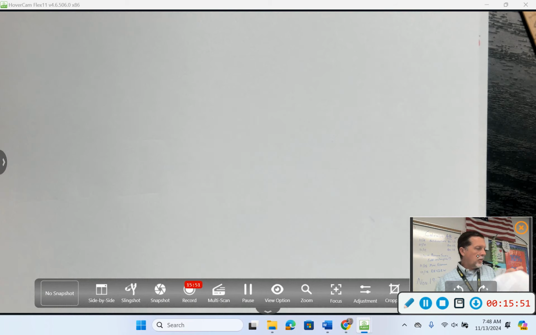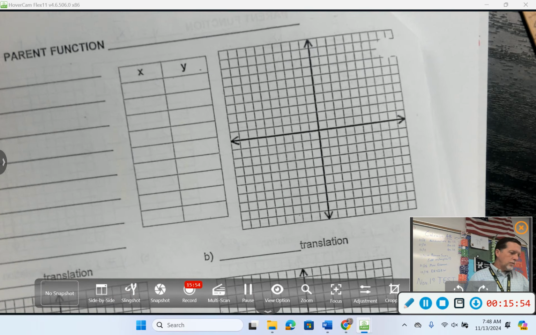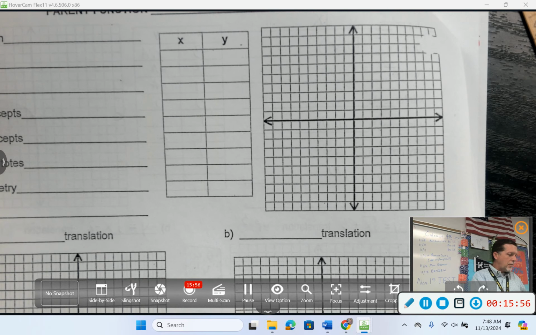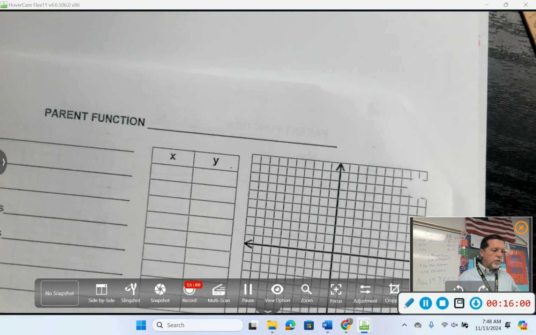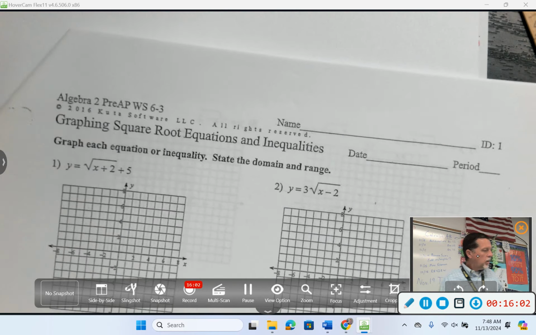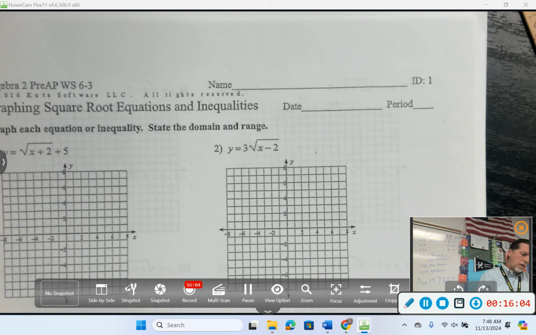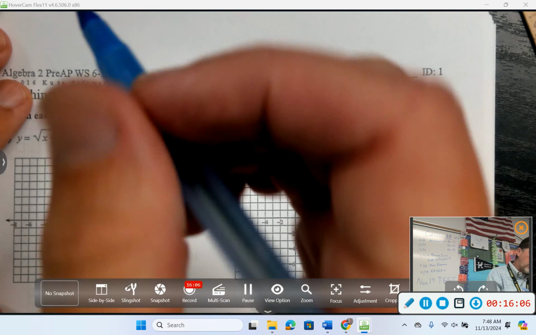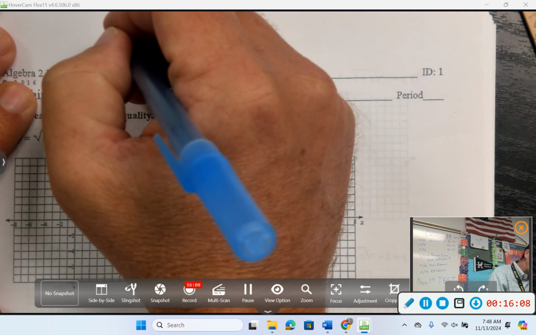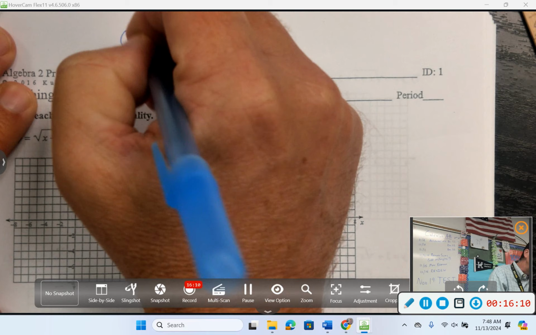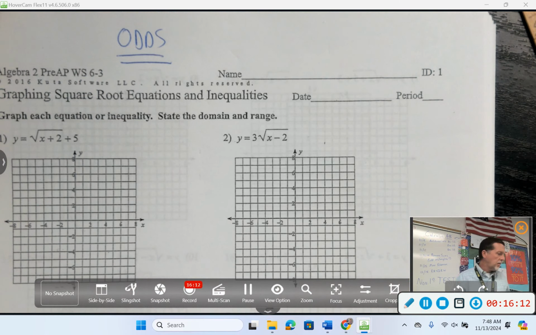Okay, so the back, I think this was just an extra page. We don't need that parent function page because we're only doing square roots today, and we already did those. So this next worksheet, this is part of today's assignment, but just the odds. Just the odds.